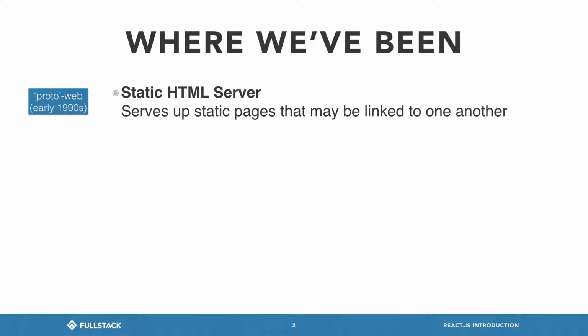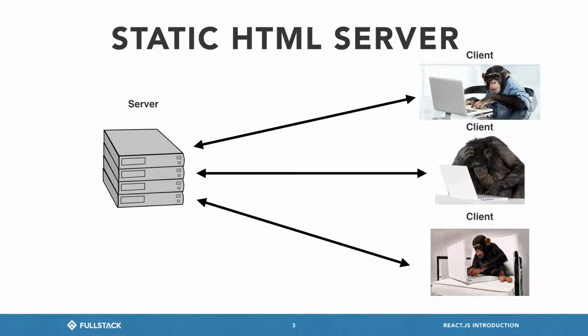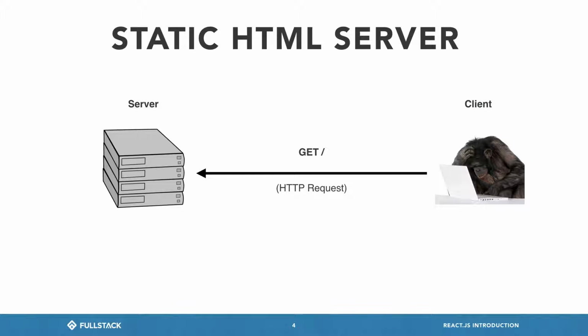Well, we started out with a static HTML server. That's like the most basic idea of what a web server can be. So it serves up static pages that may be linked to one another because that's how HTML works. So we have these 3 clients. Most of the people who use the internet are monkeys. And they can make requests to a server, and that server will respond with some sort of HTML. So here's a GET request. Return some HTML. I spent so long making this for how you just go through them like that.